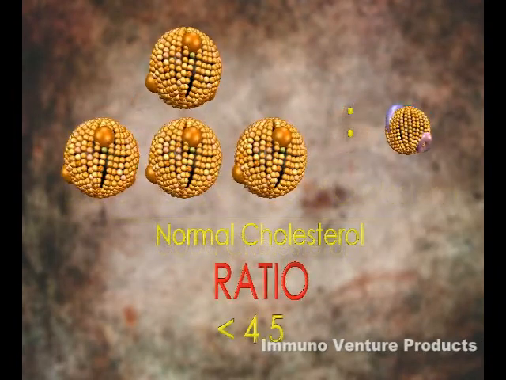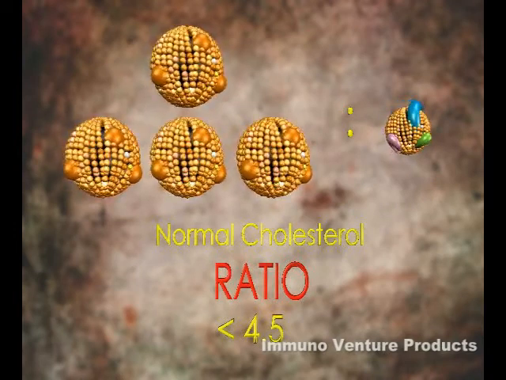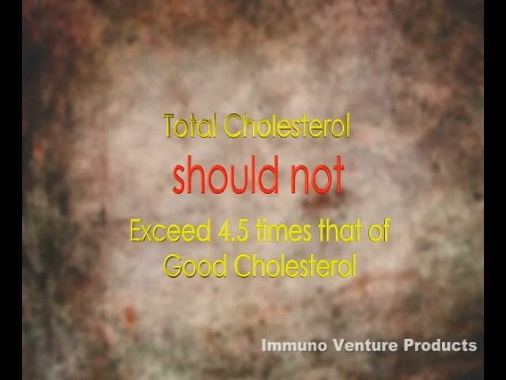Normal cholesterol ratio is less than 4.5. This means that total cholesterol levels should not exceed 4.5 times that of good cholesterol in the blood test.